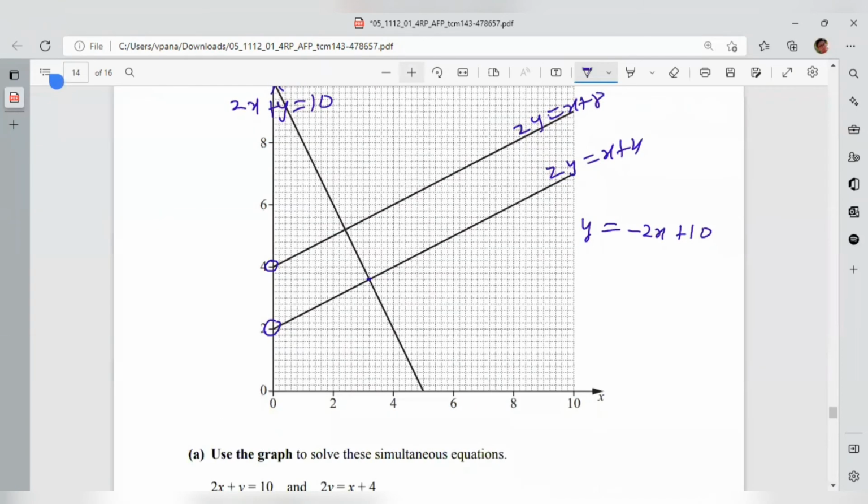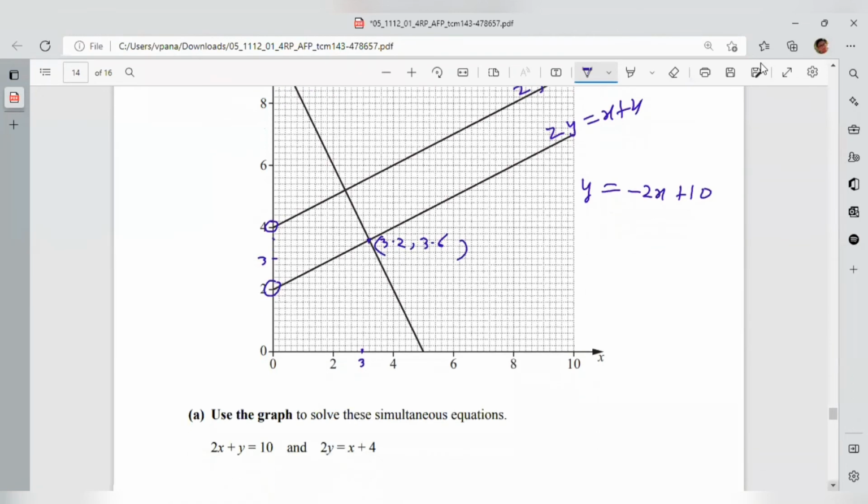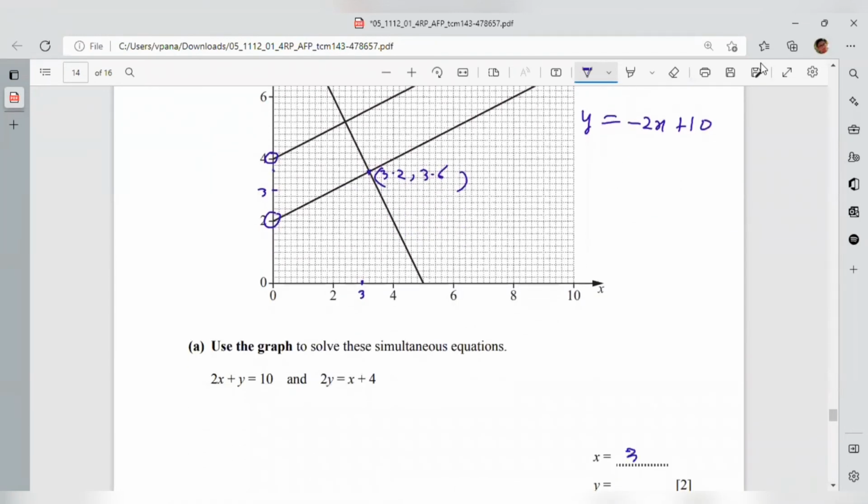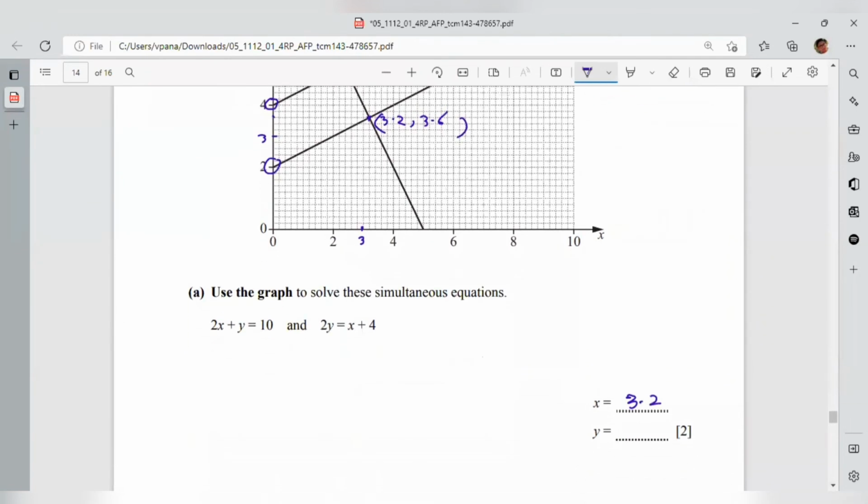So let us enlarge to see what the point is exactly over here. You can see there are 5 lines between 3 and 4, so each line is 0.2 units. So the x coordinate here is 3.2, and the y coordinate here is 3.6. So the solution of this equation is x = 3.2 and y = 3.6.